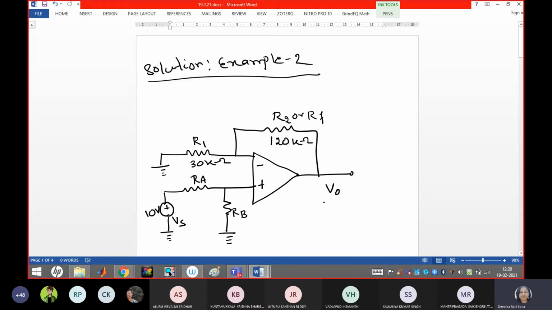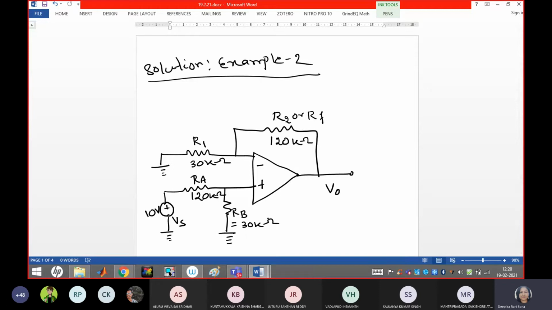And what is the value of RA? RA has given as 120 kilo ohm. And RB is how much it has given? Guys, what was the value of RB? 30 kilo ohm. Good. So these are the data given. As per the question, whether we are able to draw the circuit or not.